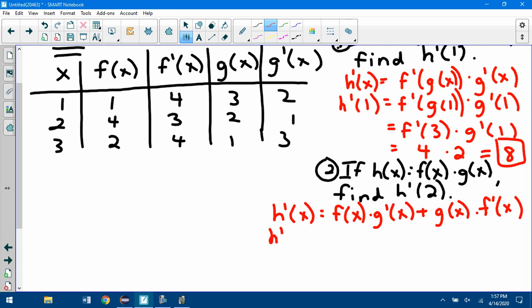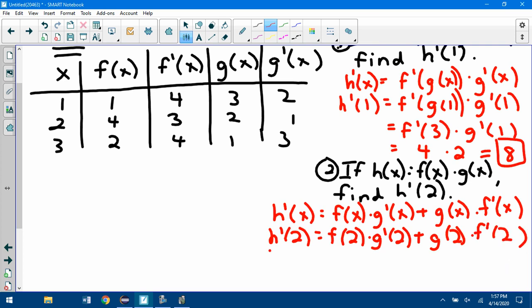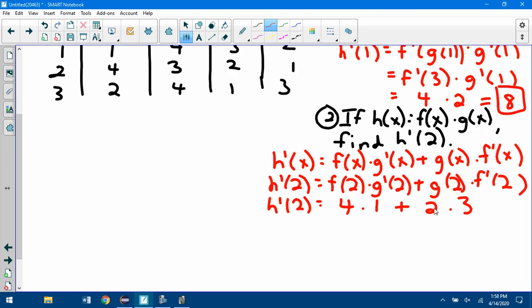You want h prime of 2. So that would be f of 2 times g prime of 2 plus g of 2 times f prime of 2. Remember doing these earlier in the year? Well, we did them. Or you were supposed to at least. F of 2 is 4 times g prime of 2 is 1 plus g of 2 is 2 times f prime of 2 is 3. So we've got 4 times 1, 4, plus 2 times 3, 6, 4 plus 3, the answer's 10.